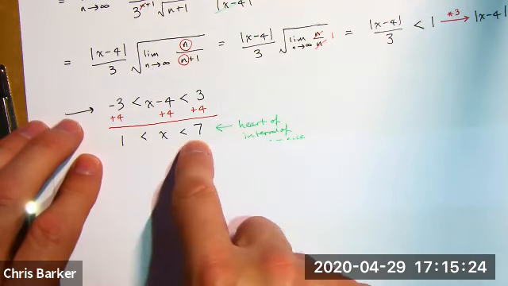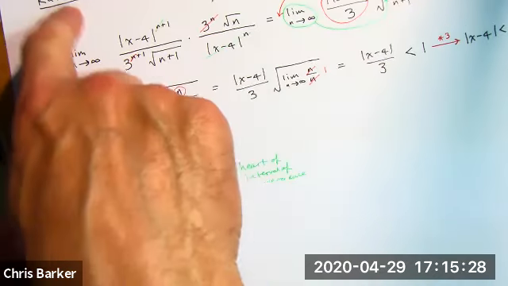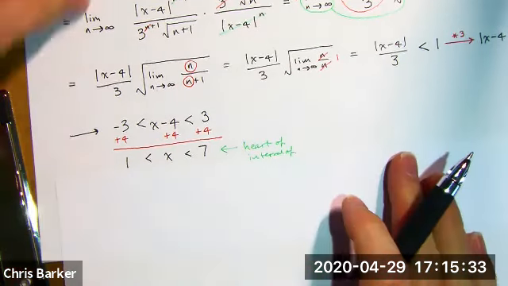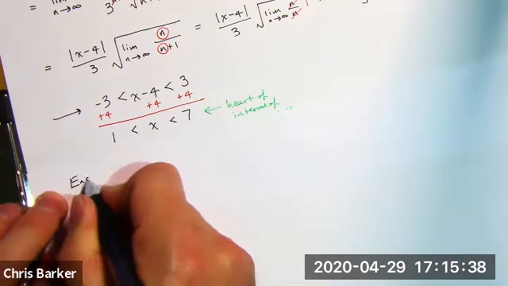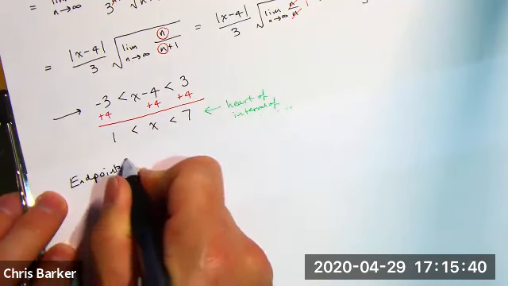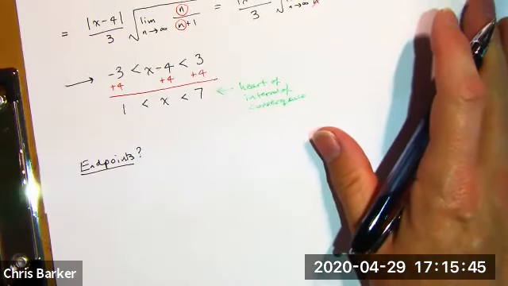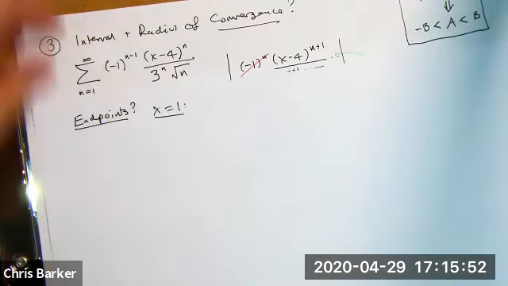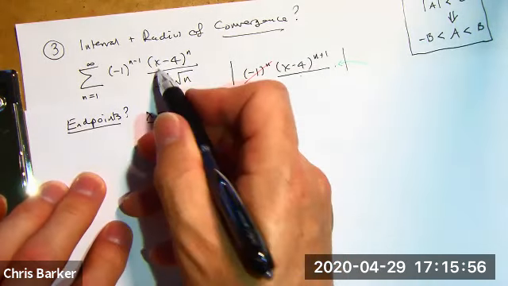Same deal. The test tells you nothing. The endpoints of your interval of convergence always correspond to a failure of the ratio test. They correspond to the ratio test being 1. All right, so endpoints. We need to do individual tests for those. So let's test 1 first. x equals 1. Now remember, for this, you go back to the original power series here, and you plug in that endpoint, 1, where the x is.